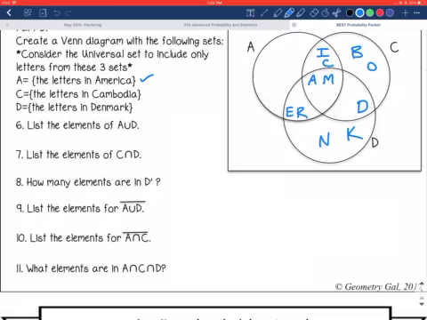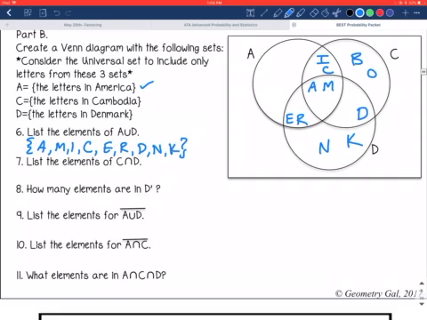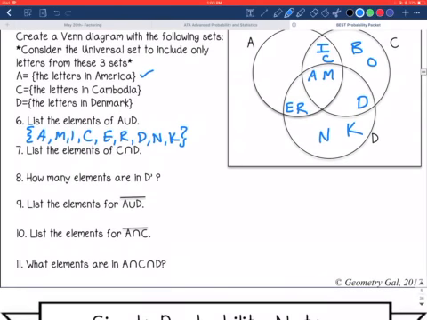So now that should help you out. All we have to do is list them. So list the elements of A union D. That will be what's in both A or D. So that will be A, M, I, C, E, R, D, N, and K. All right, I'll just keep going and do a couple of others. How many elements are in the complement of D? So in other words, what's not in D? And it's just asking for how many. So technically it's 4, but I'll list them. I, C, B, O.